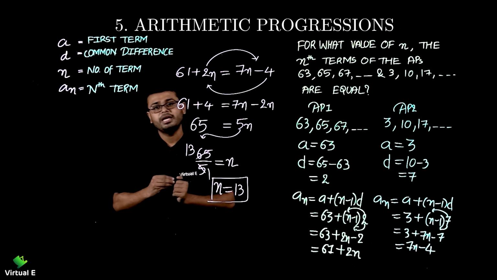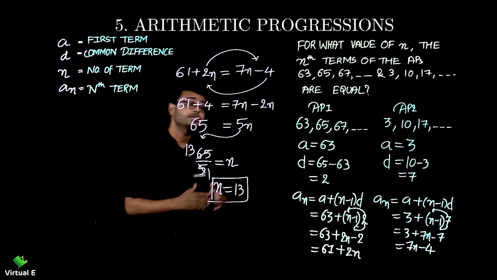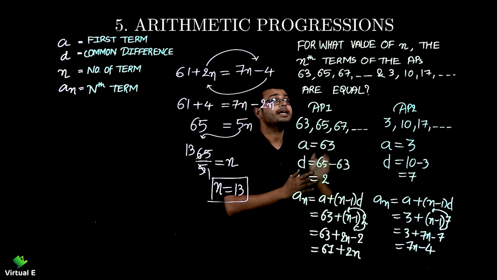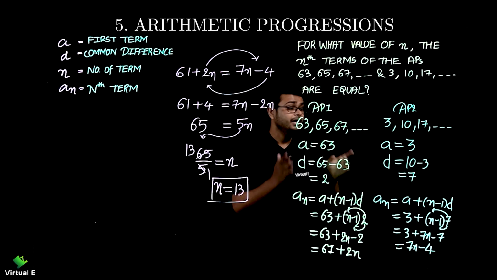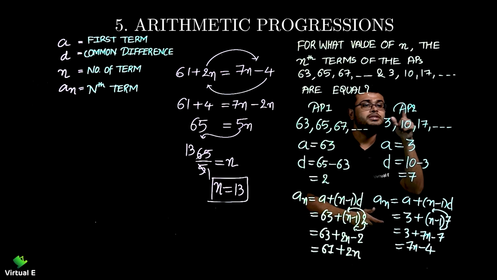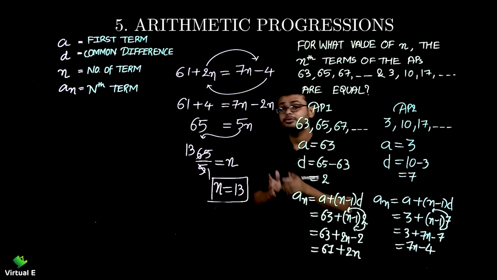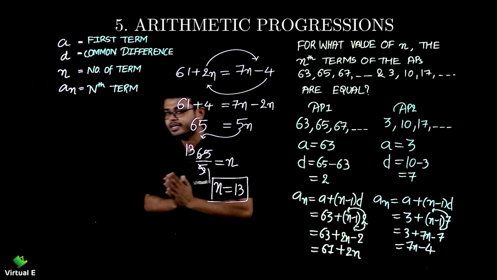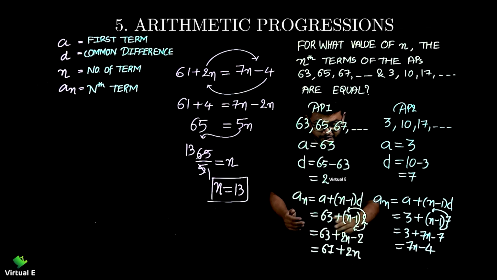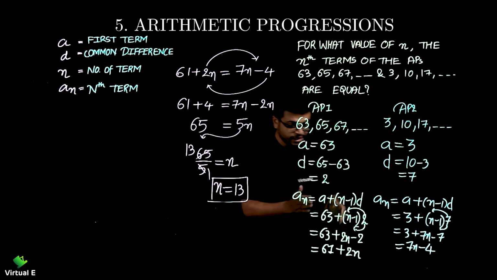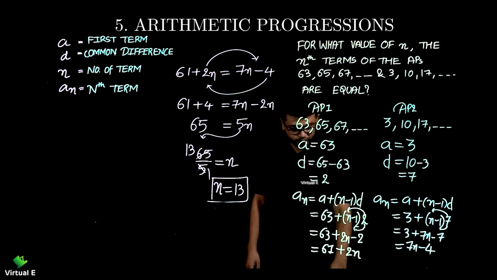Okay, so what does it mean? Our answer is 13, but what does it mean? It means that if I take the 13th term in this AP1 and if I take the 13th term in this AP2, the value should be equal. Shall we check it? Or you are going to check on your own? Let's check it. We are going to substitute the value of n is equal to 13 in both cases, and let's see what do we get.